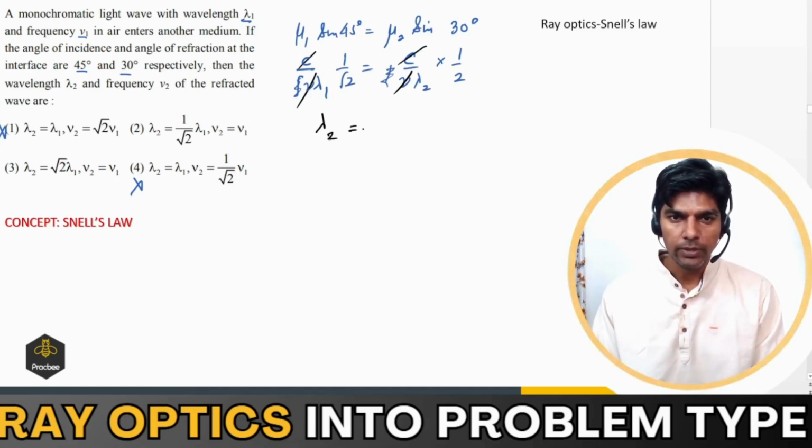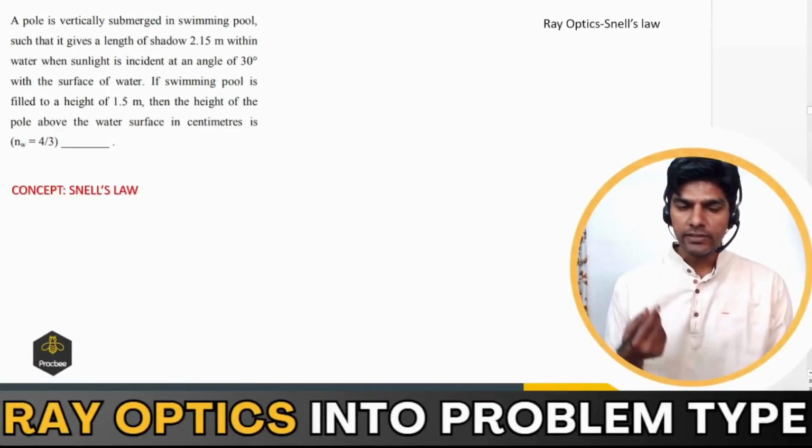So lambda 2 will be lambda 1 by root 2. So option 2 is the right answer. Now let us see the next illustration.